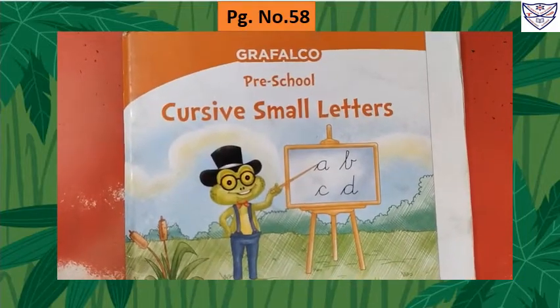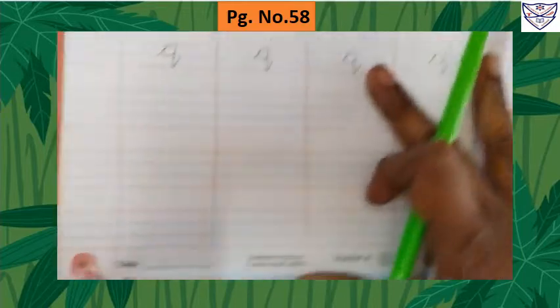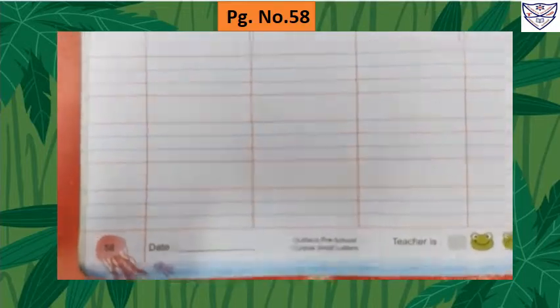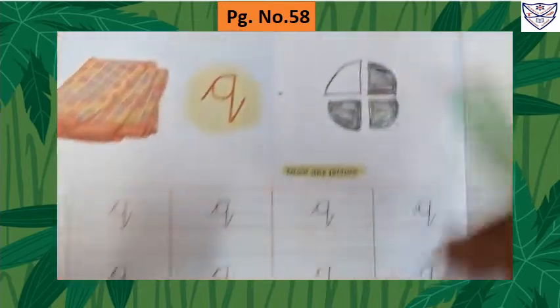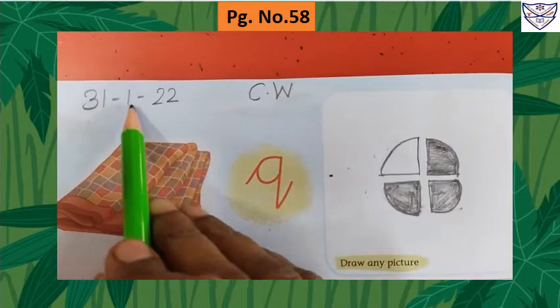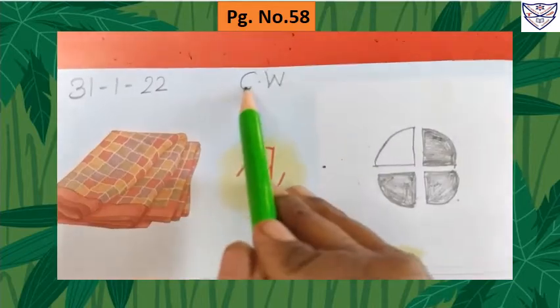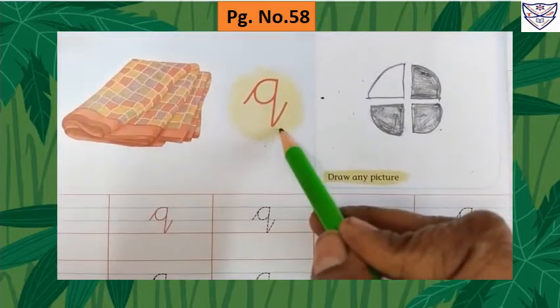Today, we are going to write in the cursive small letters workbook. Open your workbook at page number 58. Write here today's date first, that is 31-1-22. C.W. Classwork. Small cursive q.